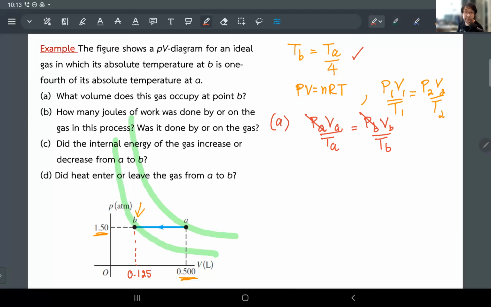Cool, guys? I hope you start to see how to actually do the calculation. Very good. PV equals nRT. Let's do that. All right. Part A is no problem.